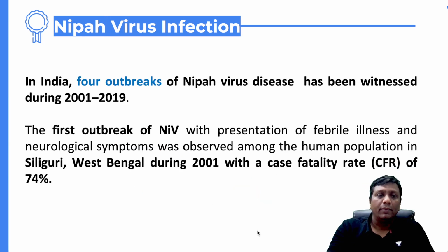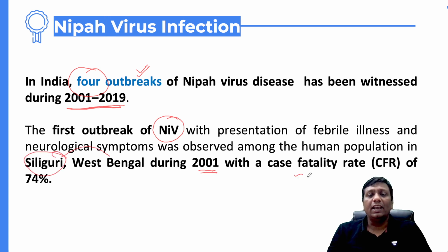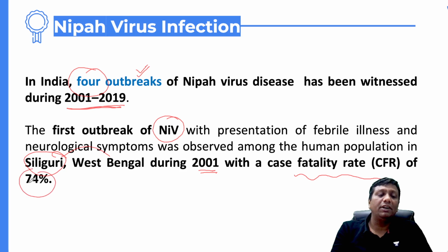Even from 2001 to 2019, in the last 20 years, if you see, 4 outbreaks were identified in India, and the first outbreak of Nipah virus was detected in 2001 in the Siliguri area of West Bengal. Here the case fatality rate, CFR, was around 74%.